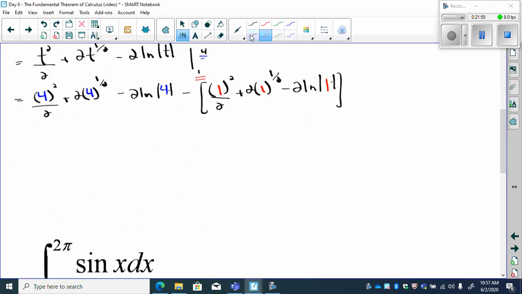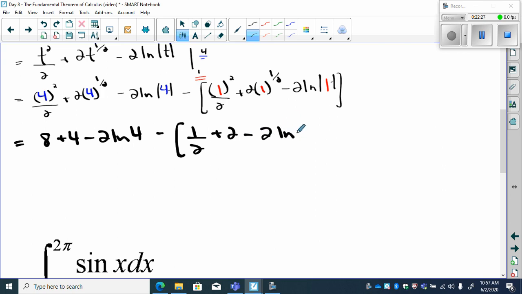All right, so 4 squared is 16. 16 divided by 2 would be 8. This would be 4 to the 1/2 would be 2 times 2 would give me a plus 4 minus 2 ln 4. All right, this would give me a minus 1/2 plus 2 minus 2 ln 1. Well, ln 1, okay, remember that would be just 0. Okay, so this would be 2 times 0. ln 4, that one doesn't really simplify. That's a greasy decimal.